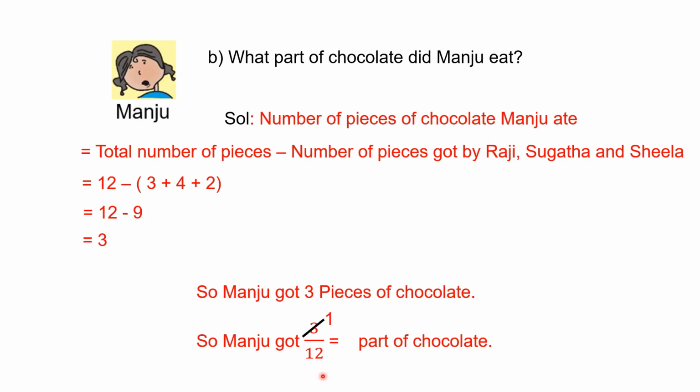Let us divide by 3. 3 ones are 3. 3 fours are 12. We are dividing the numerator and the denominator by the same number 3. 3 ones are 3. 3 fours are 12. So Manju got 1/4 part of chocolate.